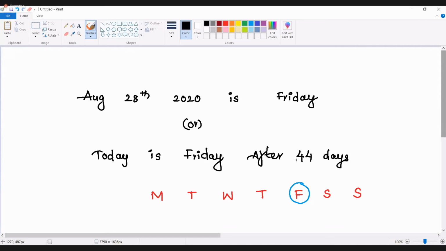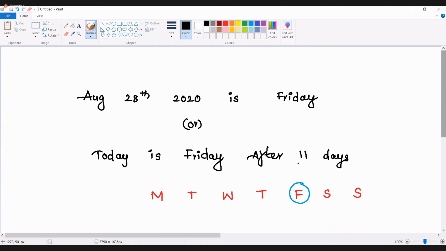the question is, what is the day after 44 days? If today is Friday, what is the day after 44 days? You don't need to move like this. Let's take a simpler question first: what is the day after 11 days? How can we proceed with the solution? If today is Friday, what is the day after 11 days? Then we'll solve 44 days.